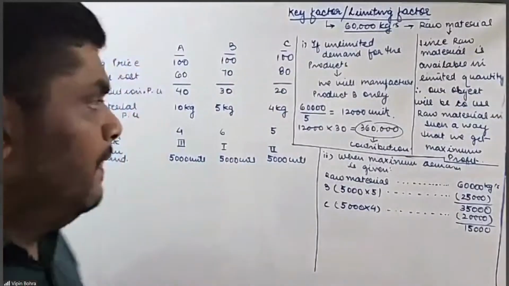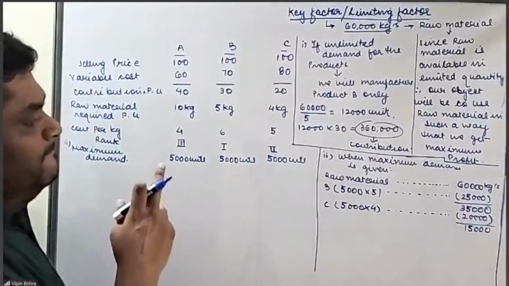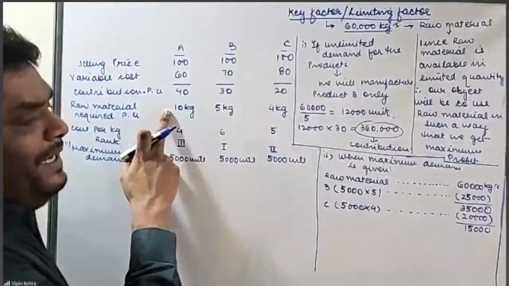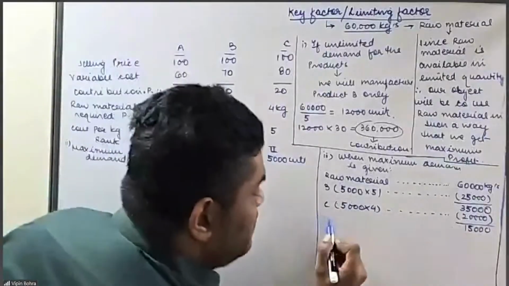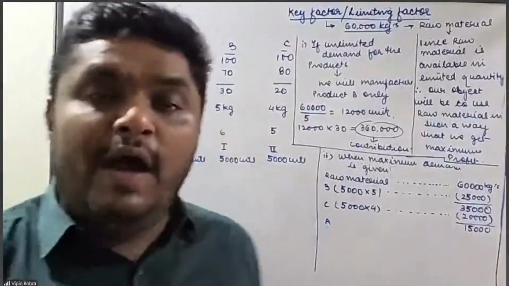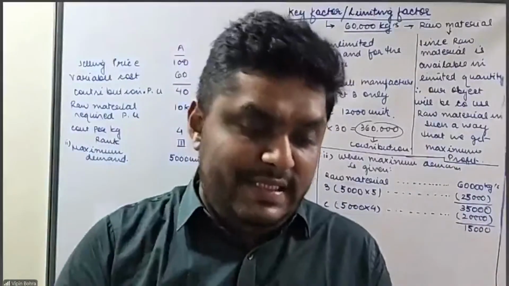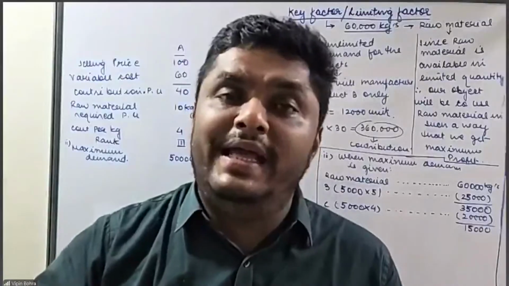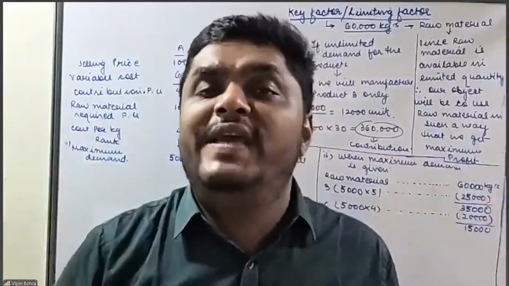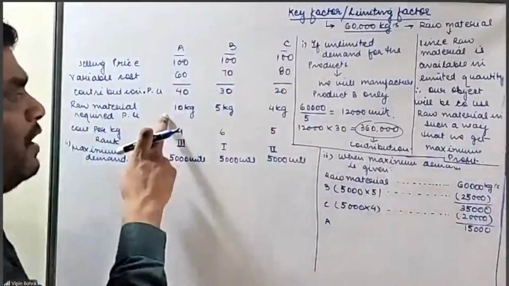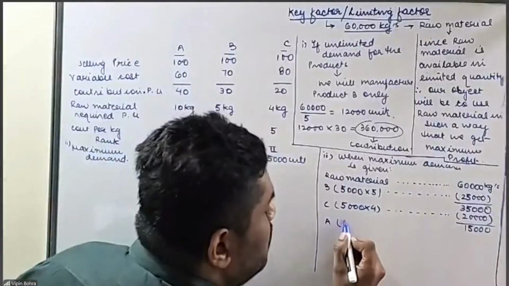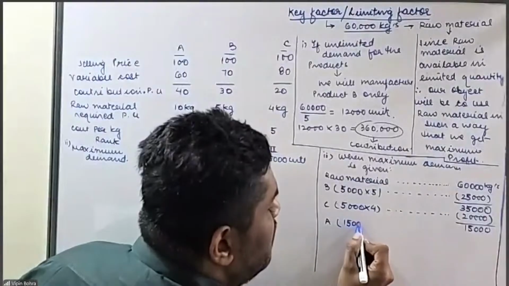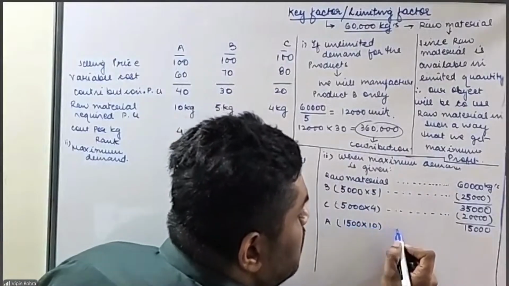Very good. So one unit requires how many kgs? 10 kgs. And we have 15,000 kgs. So 15,000 divided by 10, 1,500 units we can manufacture at the most. Because one unit requires how many kgs? 10 kgs. So 1,500 into 10.